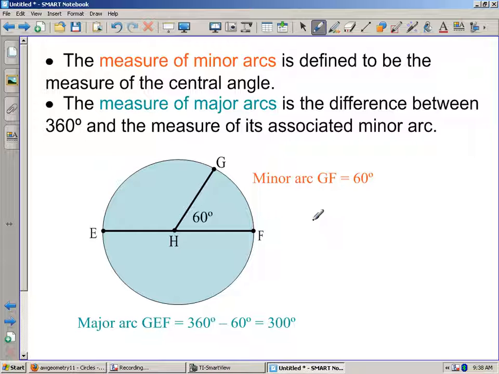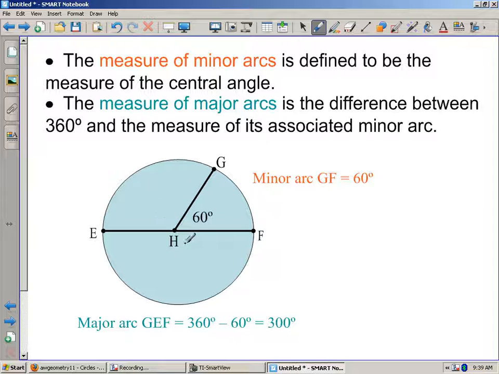The measure of the minor arc can be defined by its central angle, and the major arc also. So if I ask you for the measure of the minor arc GF, we have 60 degrees because that's the measure of the central angle. And then the major arc is the difference between 360 degrees and whatever we're dealing with angle-wise.